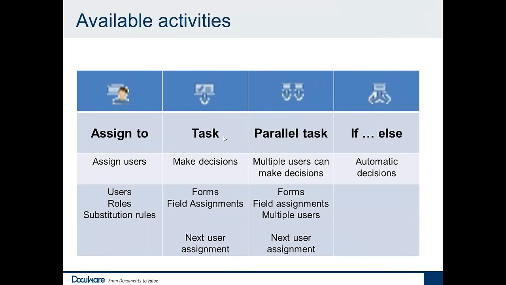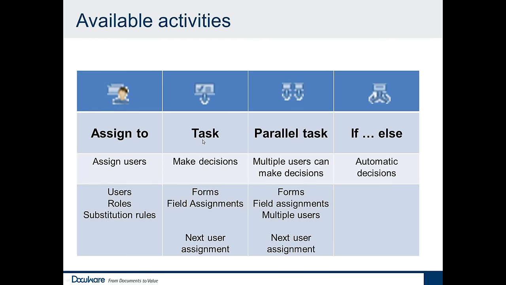The available activities in a workflow are assigned to. Every step in a workflow must be assigned to somebody. So even though there are tasks, parallel tasks, if then else clauses that you can set up, at the end of that particular element, it must be assigned to a user. And you can assign users directly, you can assign users through roles, or obviously substitution rules.